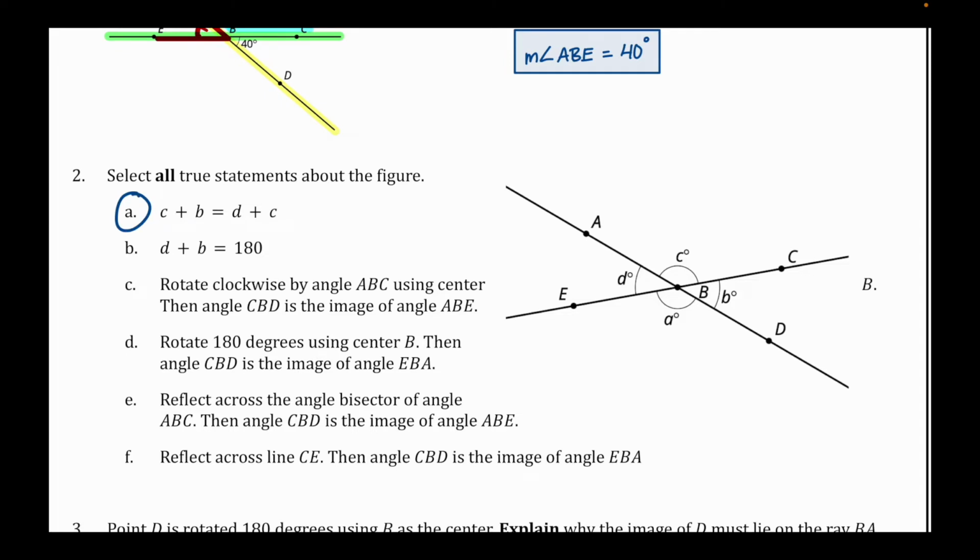Now, option B says that D plus B is equal to 180 degrees. D is here and B is here. These are angles that are vertical from each other. Vertical angles, like we just looked at in our last problem, those are congruent to each other. So no, these two should not add up to 180. We don't know that. Especially because it would work if they were both 90.